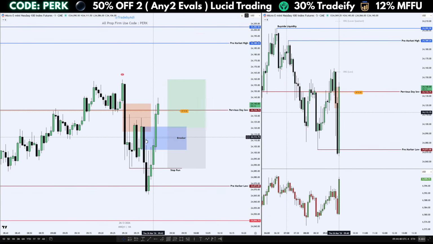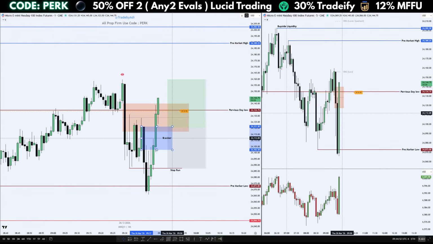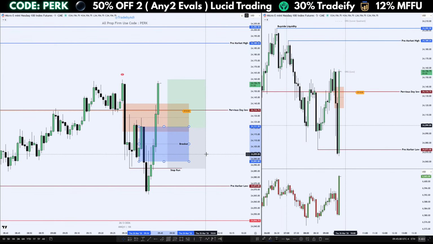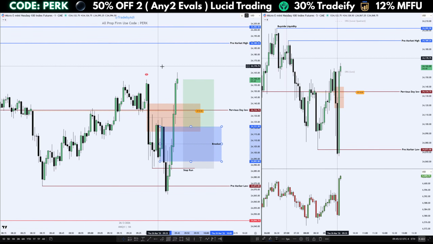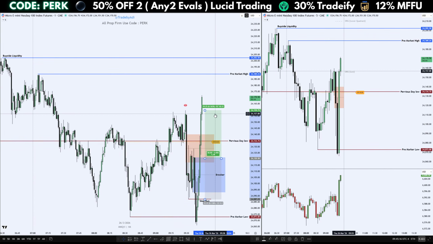Okay, so let's see if we tap to this breaker or not. Okay, this whole candle is the breaker. We have done the stop run. I want to see some kind of displacement, then it will be good to long. If price is taking the target already, then I will ignore this day.